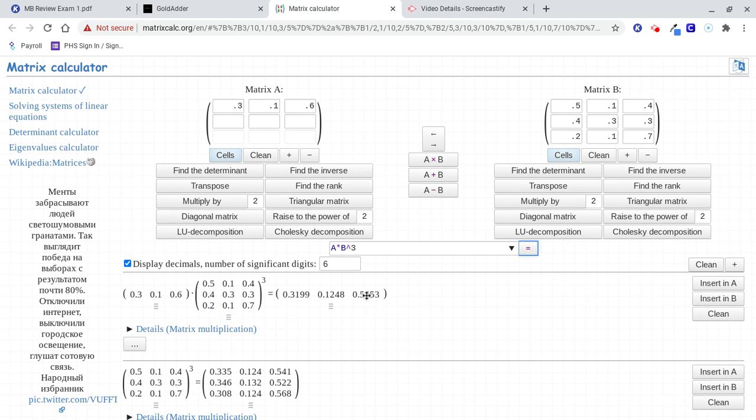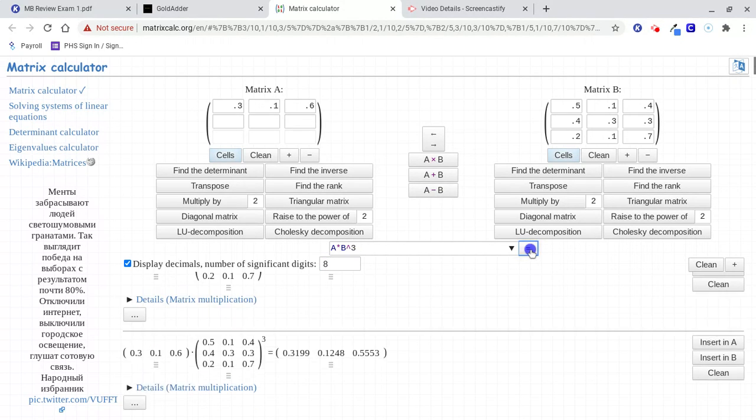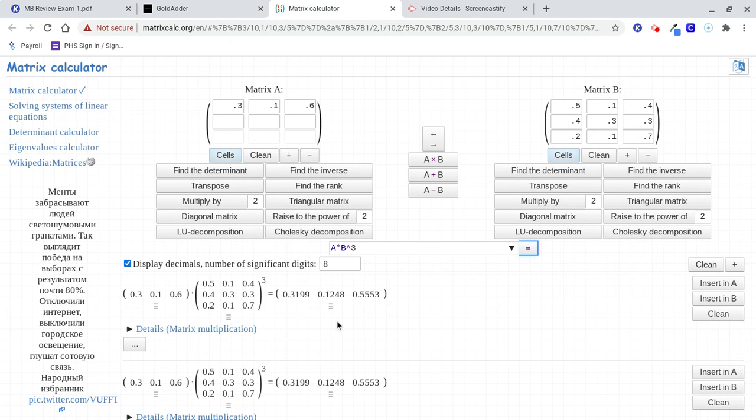And I get this right here. I'm bumped up to 6 sig figs, so it should be rounded off as much as I need to. Yeah, that's pretty good. 0.3199.